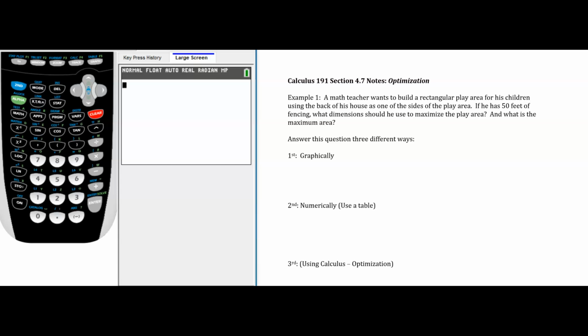Hey everybody, let's take a look at a couple of really good applications now of some of the major concepts that we've seen in this chapter. And the first one is optimization, and that's what I'm going to walk you through in this video and then the next one as well.